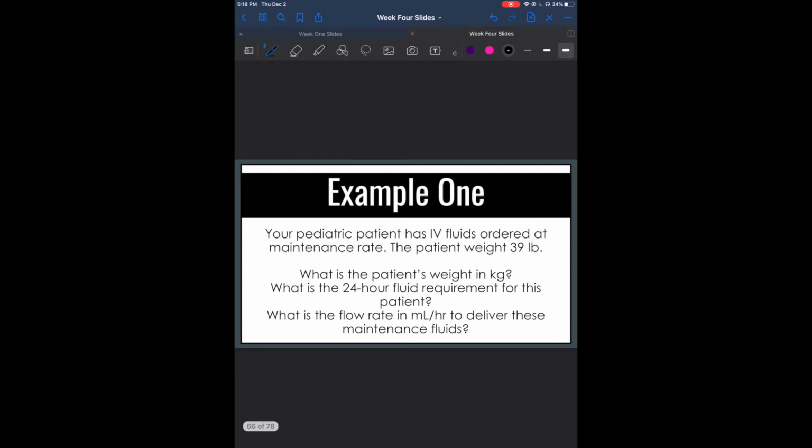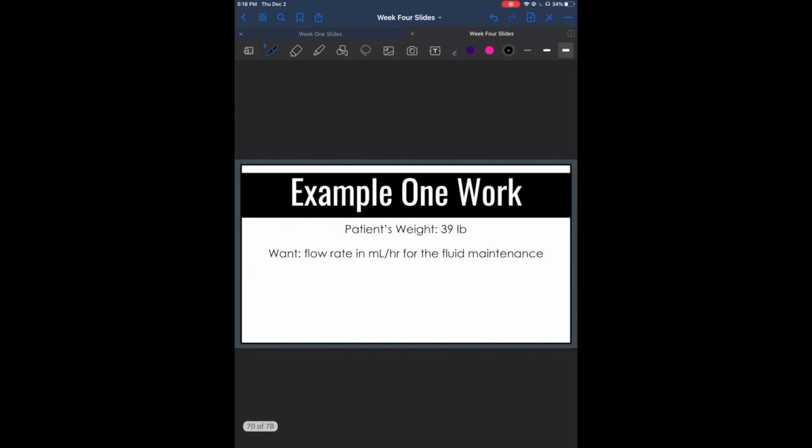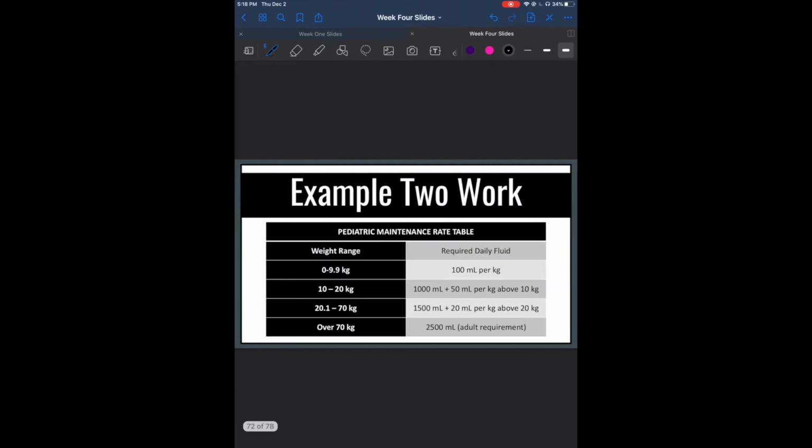So example 1 here, our pediatric patient has IV maintenance fluids ordered, and they weigh 39 pounds. So we're going to figure out what their weight is in kilograms, what the 24-hour fluid requirement is, and then what their flow rate would be for those fluids, because we're going to put them on a pump. So we're going to figure out what that is in milliliters per hour. Let's flip to this chart here. So this is the pediatric maintenance rate table.